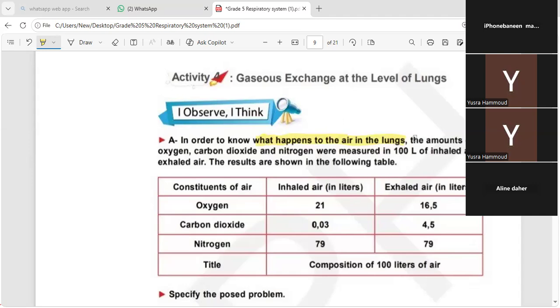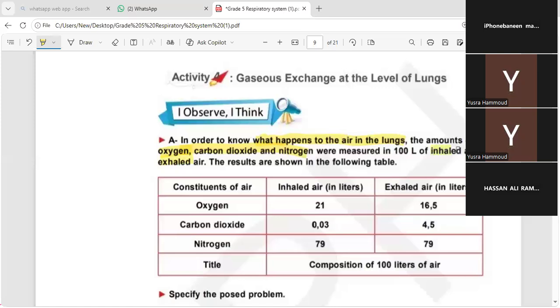Continue. The amount of the oxygen, carbon dioxide, and nitrogen were measured in 100 liters of inhaled and exhaled air. Enough.